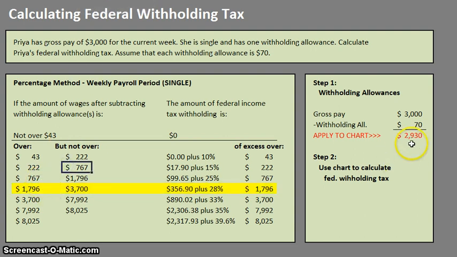So since that $2,930 falls between the $1,796 and the $3,700, this is going to be the line that we evaluate.